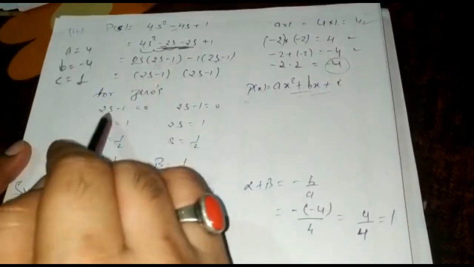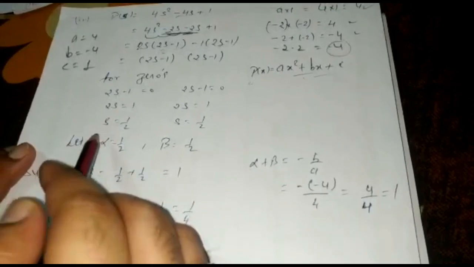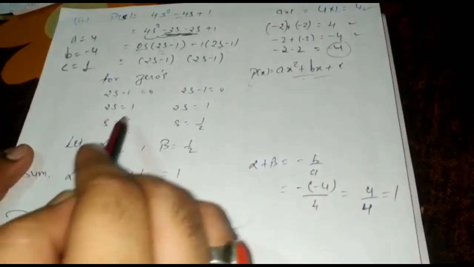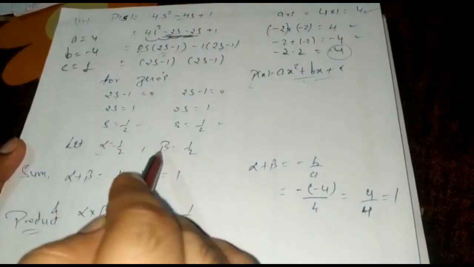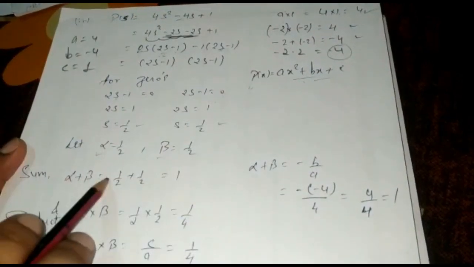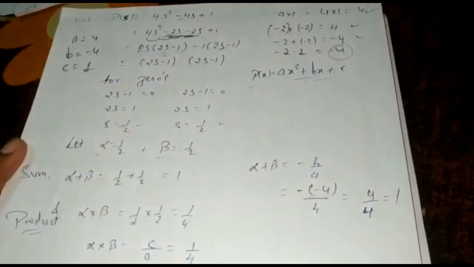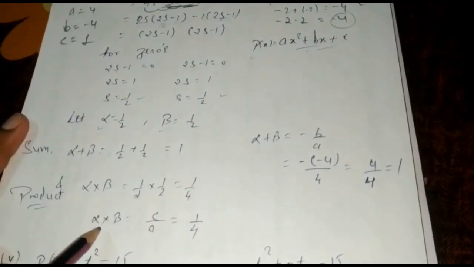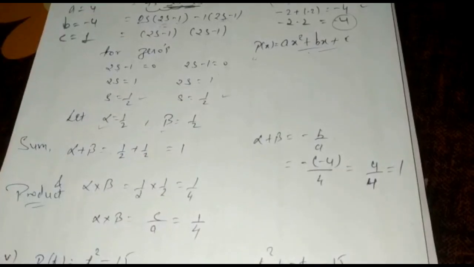For zeros, this will be equal to 0, and this will also be equal to 0. So 2s minus 1 will be equal to 0, 2s minus 1 will be equal to 0. So s will be equal to 1 by 2 and s will be equal to 1 by 2. Here we have alpha 1 by 2 and beta 1 by 2. When we add them, it will become 1, and that will be equal to minus b by a as per the equation. And when we multiply them, it will become 1 by 4, and that will be equal to c by a as per the question.